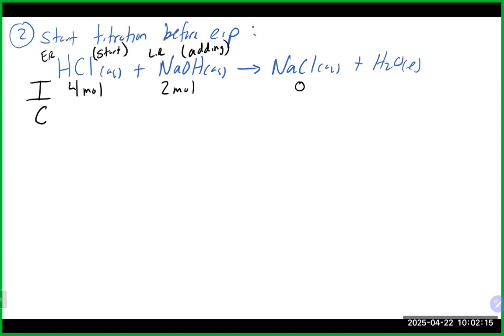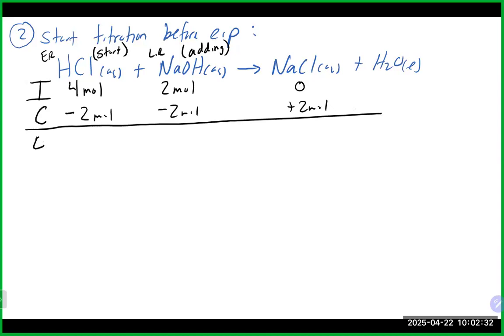You should always remember to take the smaller number because you cannot have a negative concentration. So it should always be the smaller number here. So minus 2 moles, minus 2 moles, and plus 2 moles in this case. That means at equilibrium here, we have 2 moles of this guy, 0 of this guy, and basically 2 moles of this guy.